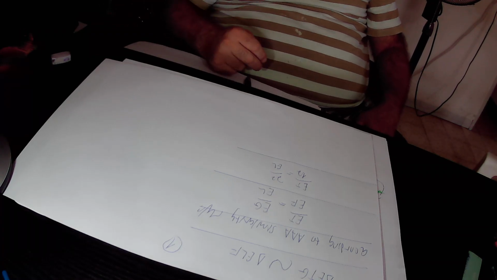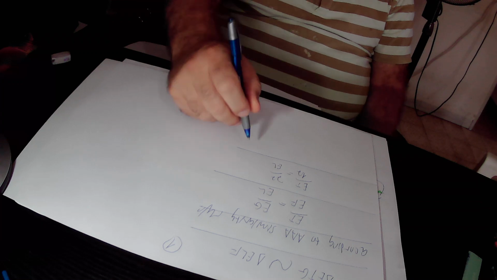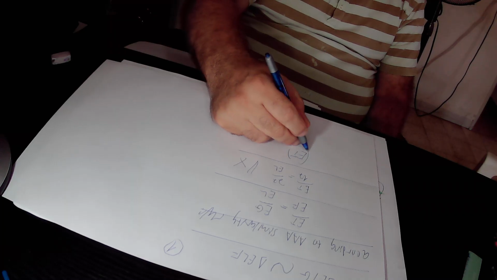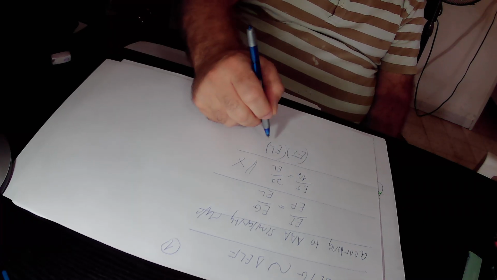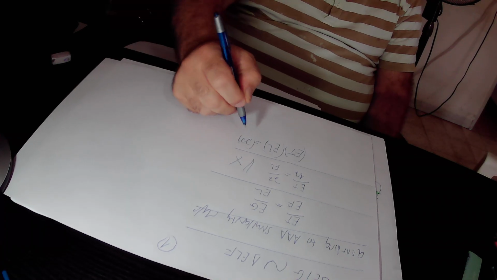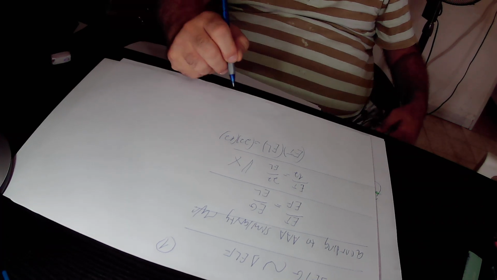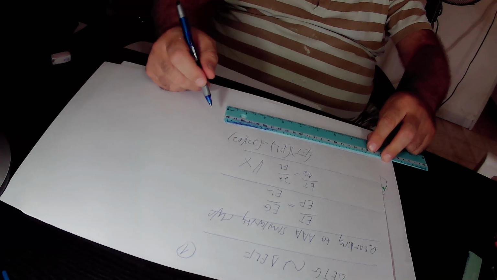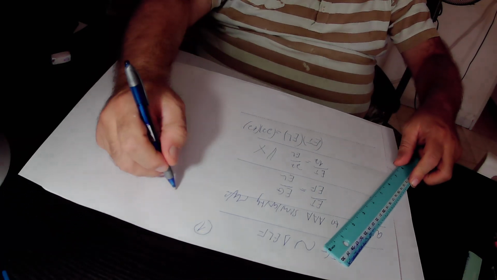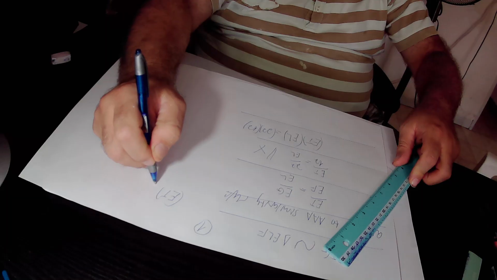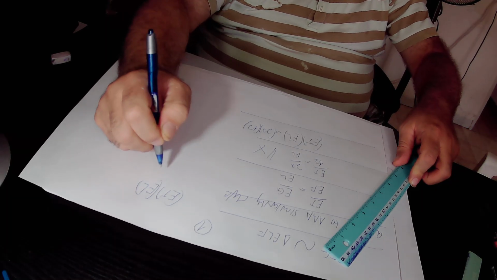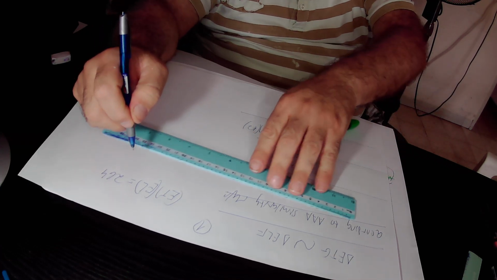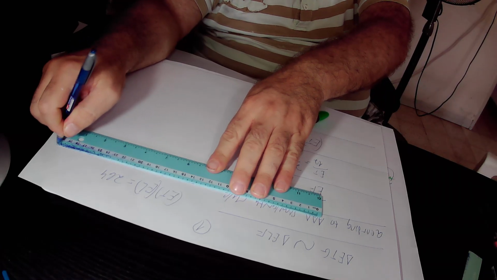So here we'll cross multiply this equation and we get that ET times EL is equal to 22 times 12. 22 times 12 is 264. So in total we found out that ET times EL equals 264.